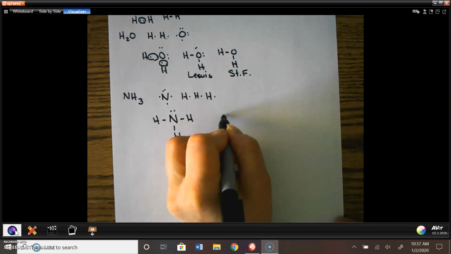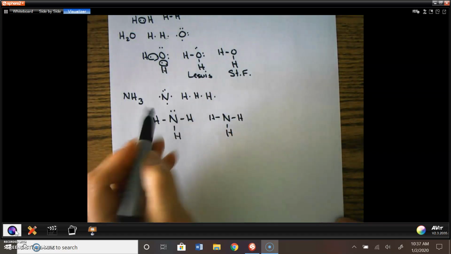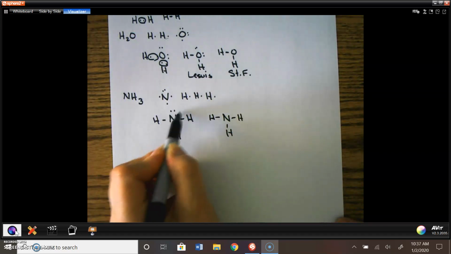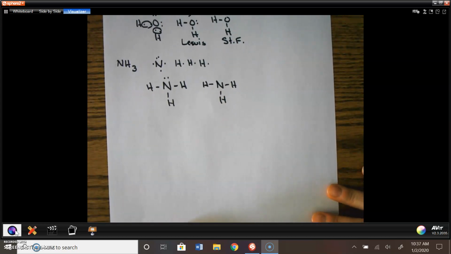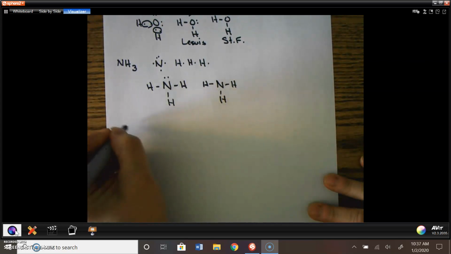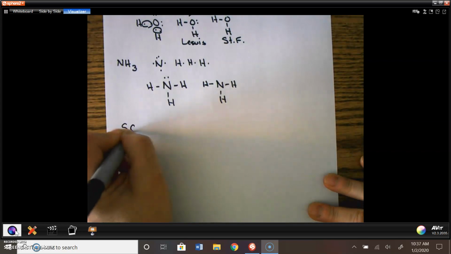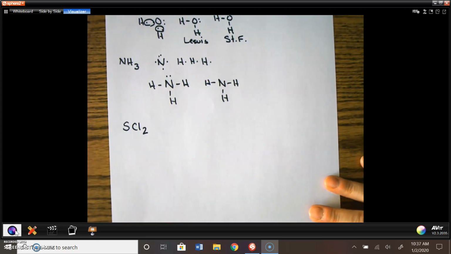And then for the structural formula, all I'm going to do is remove that one pair of electrons, that non-bonding pair, and there's my structural formula. So they look very similar, but again, structural formulas are a little bit cleaner. All right, let's move on and do something else. How about SCl2? We'll go something very, very different.